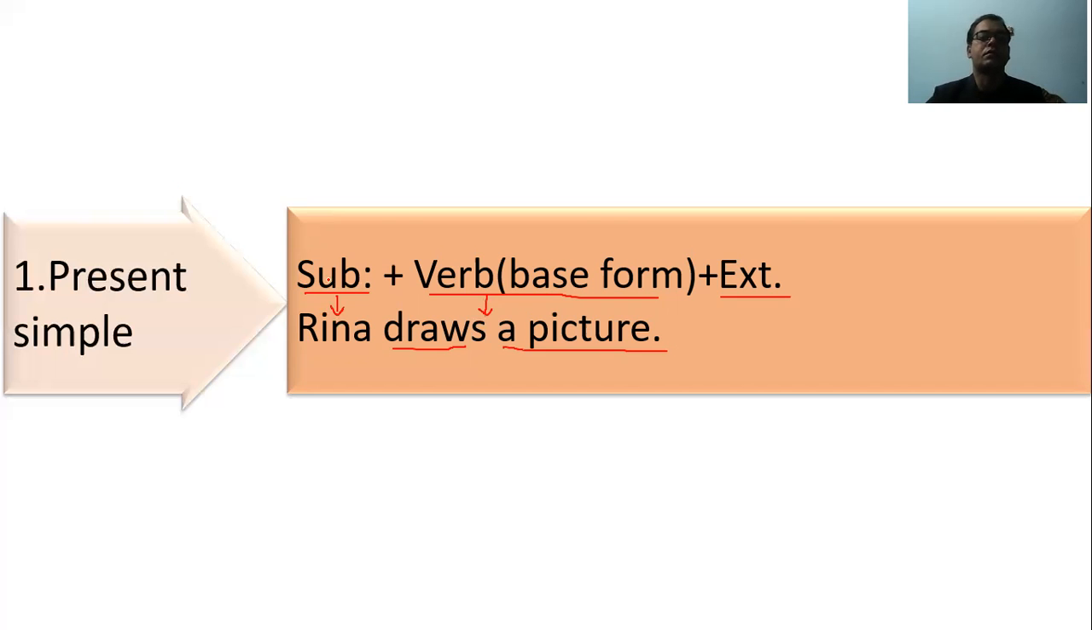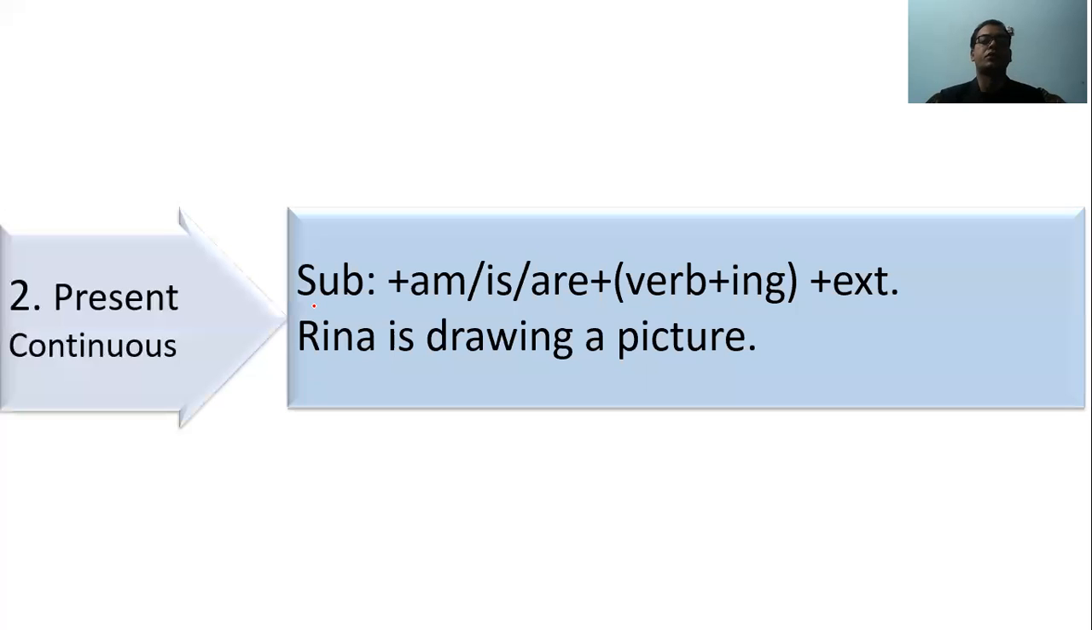Repeat it again. Present simple structure here: subject plus base form of verb plus extension. Rina subject, base form of verb draws, and extension or object a picture. So we have completed present simple. Then present continuous.